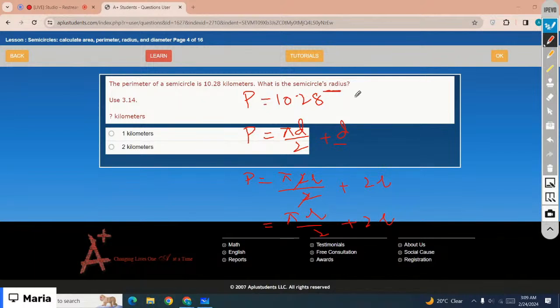So just do the calculations. You are given the parameter, that is 10.28, equals pi r over 2 plus 2r. First multiply both sides by 2. 2 times 10.28, that is pi r plus 4r.